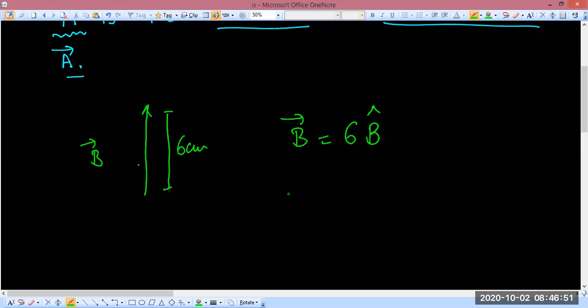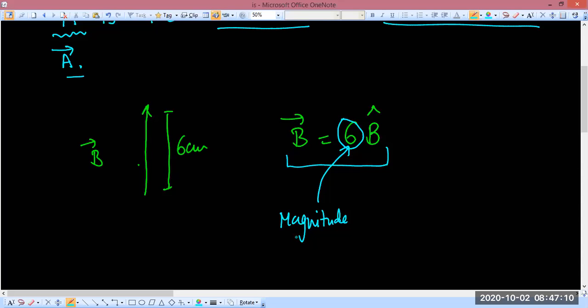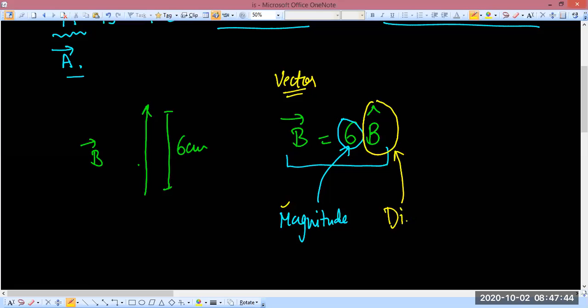So do you all realize that when you write a vector like this, this 6 indicates magnitude? Agreed? Yes or no? A vector is actually having just two things, magnitude and what's remaining? Vector has two things, magnitude and direction. Very good. So the hat is the direction indicator.